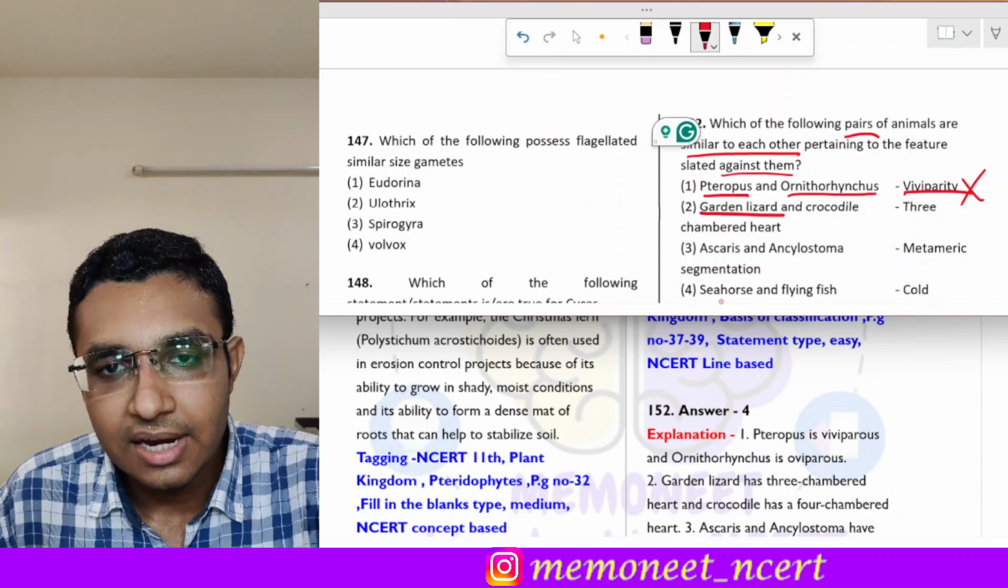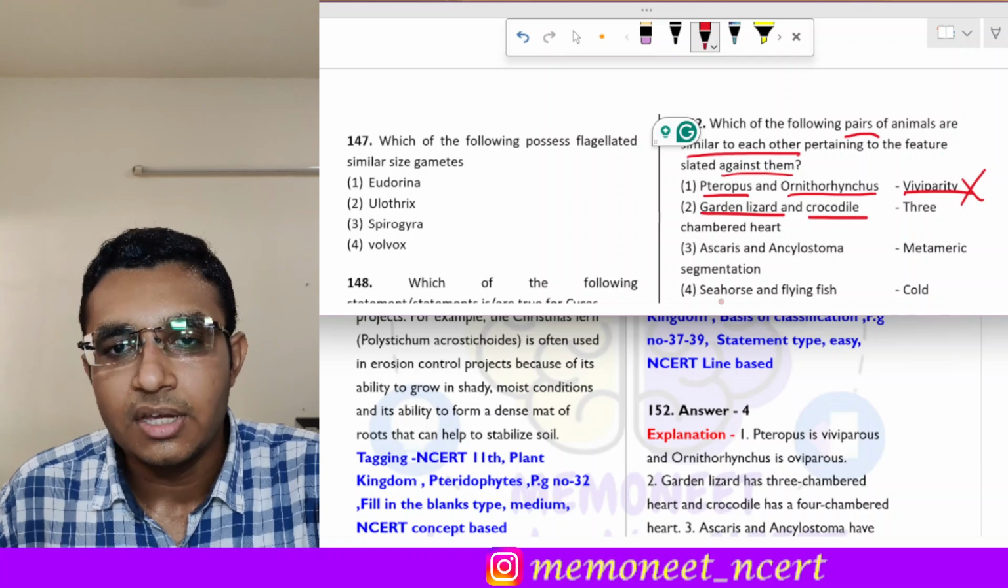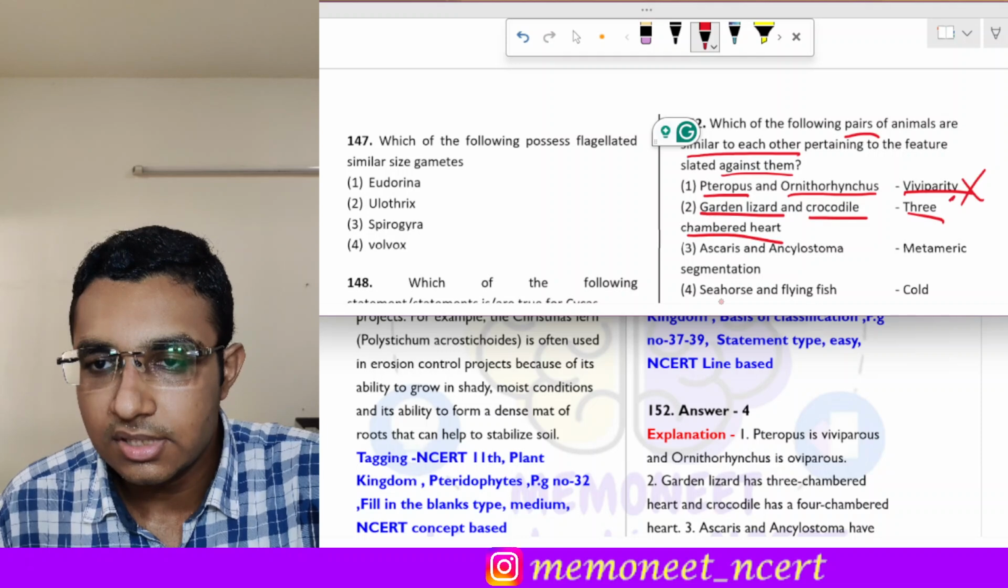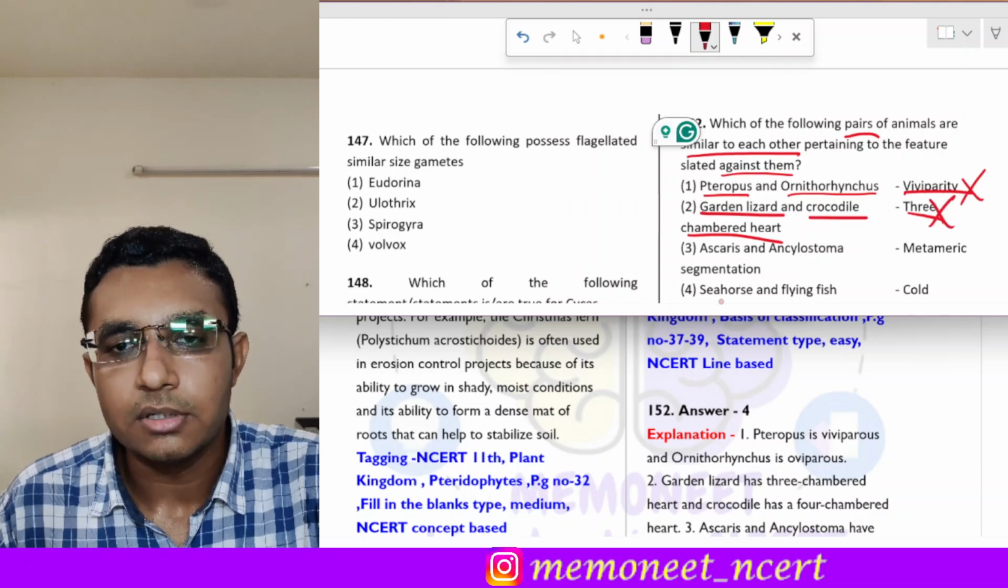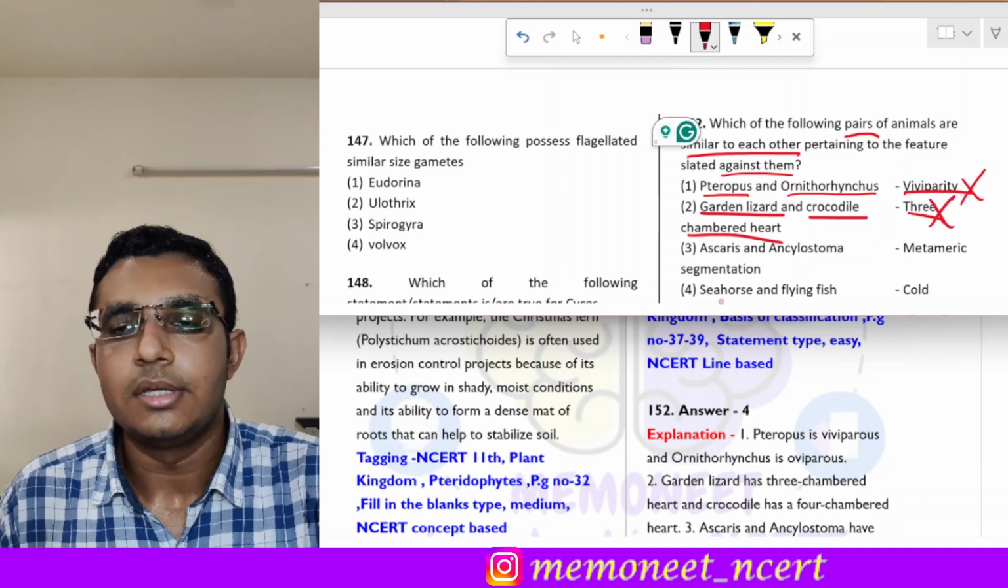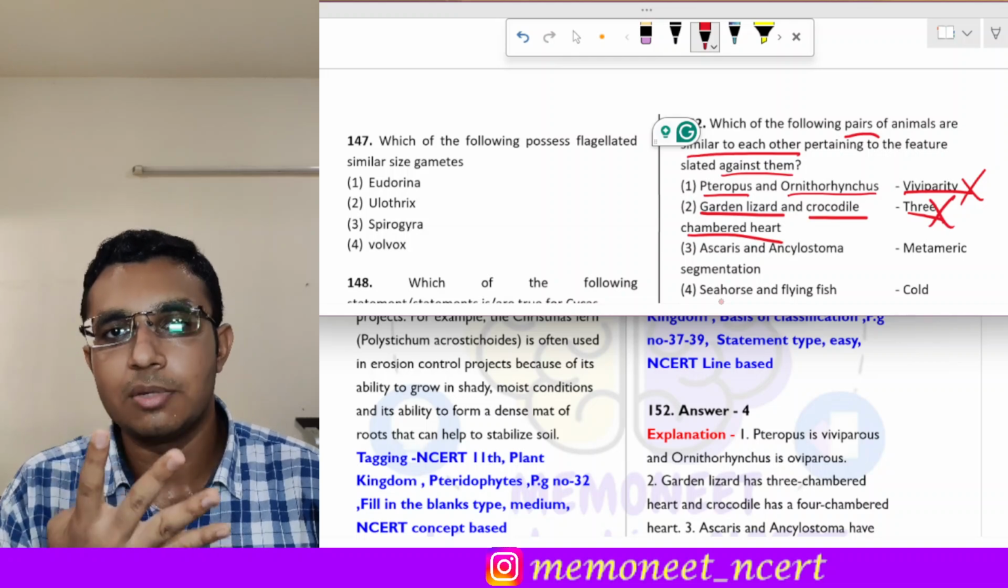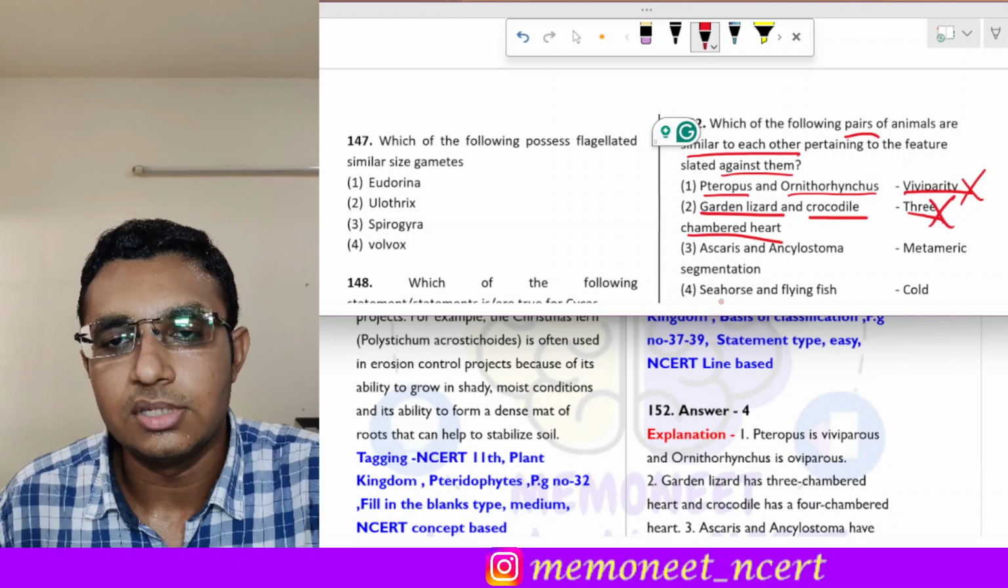The second is garden lizard and crocodile. So they show three-chambered heart. So this statement is correct? No, this statement is also incorrect. Why? Because garden lizard and crocodile, see, crocodile is a reptile, but it is an exception that it contains four-chambered heart. Okay, so this is also incorrect.